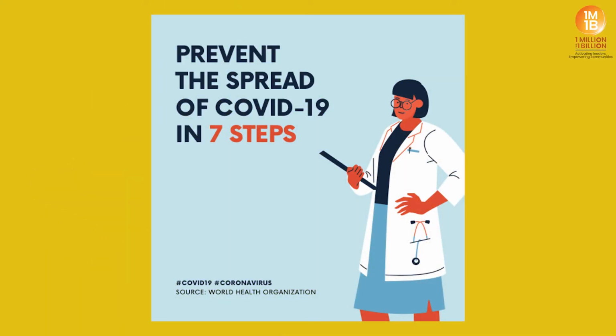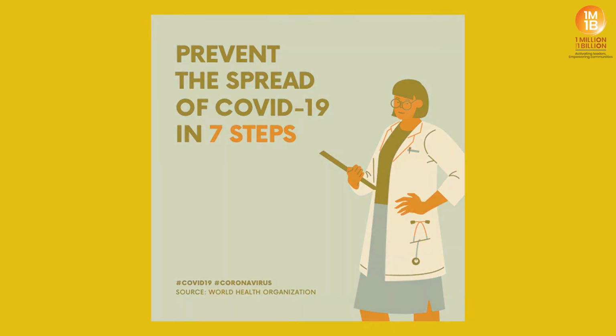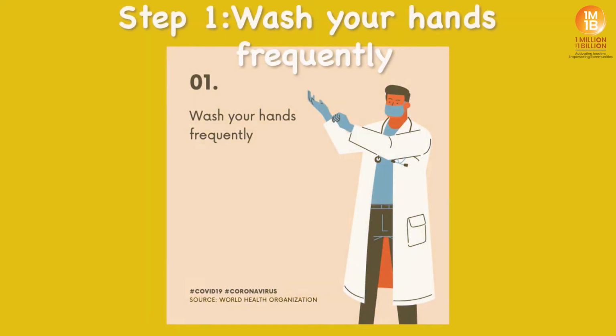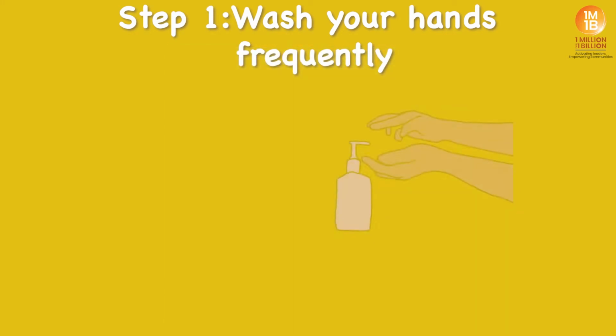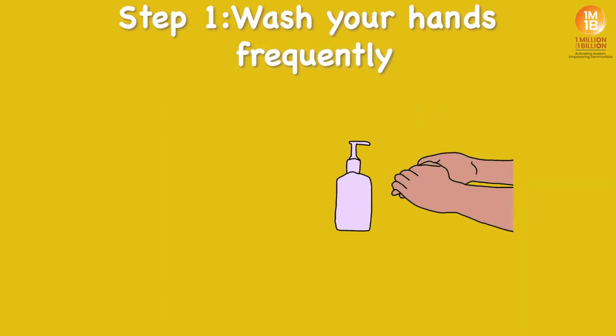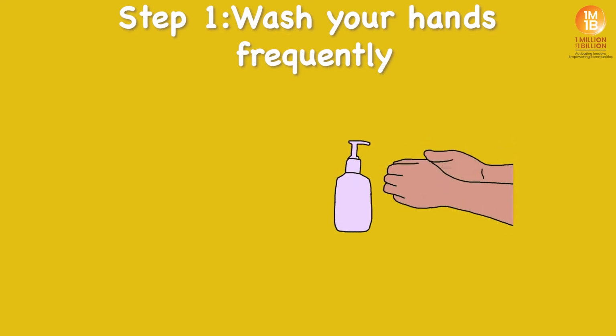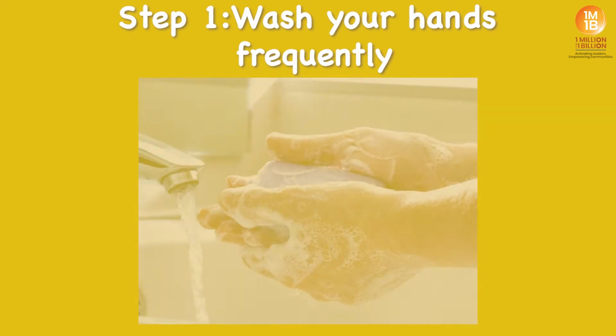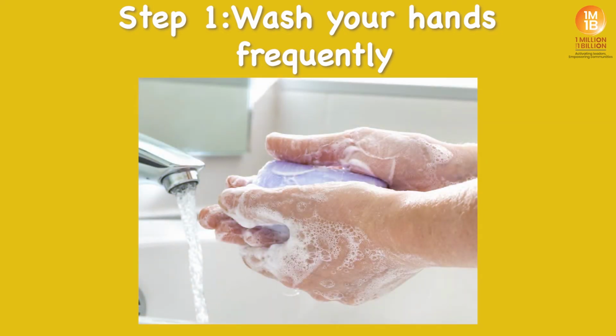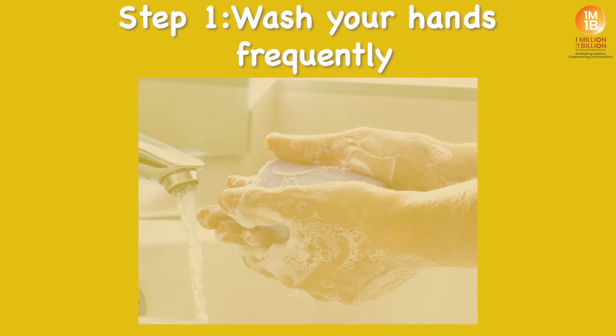Now, we will look at how we can prevent the spread of COVID-19 in 7 steps. Step number 1: Wash your hands frequently. Washing hands and maintaining hygiene is the first line of defense against COVID. Now let us see what's the correct way to wash hands in the next slide.